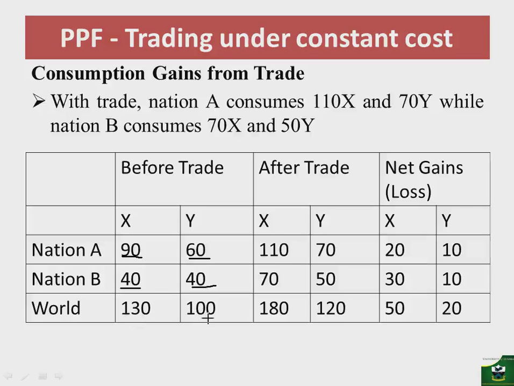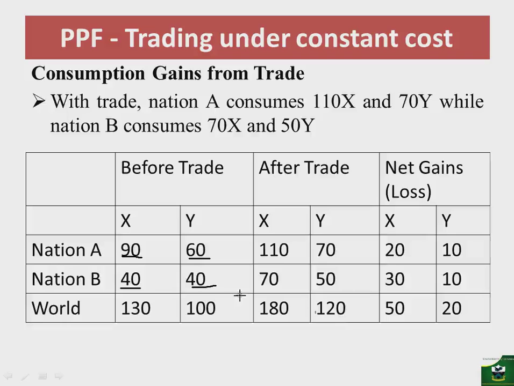130 and 100 respectively. After trade, that is when nation A exchanged 70 units of X for 70 units of Y, our new consumption point was 110 for X and 70 of Y, while nation B consumed 70 of X and 50 of Y. If we sum up these values, we will have 180 of X consumed globally and 120 of Y consumed.